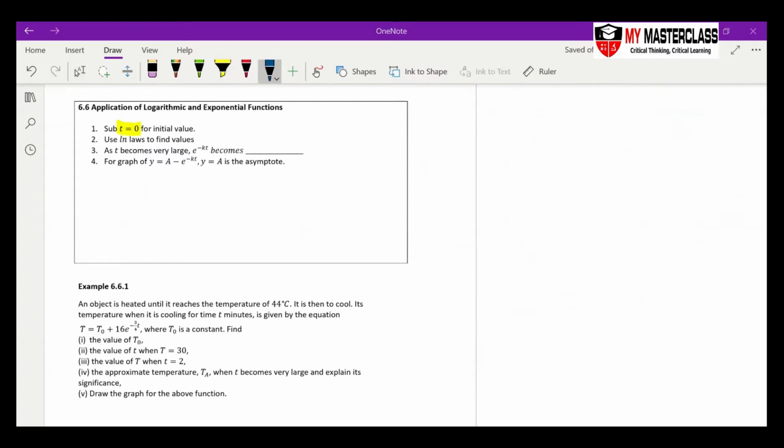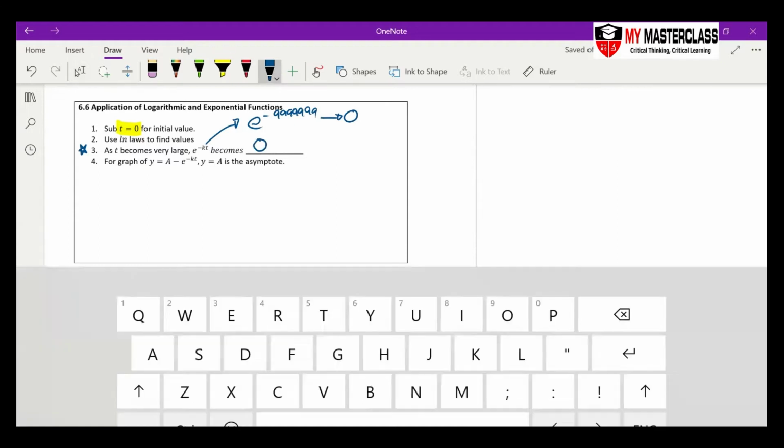Okay, the first important concept is as t becomes large. Sometimes you cannot remember what happens when t becomes large. So use your calculator to key in e to the power of negative 99999999999, because t will become very large. This guy will approach 0. You can write this down: e to the power of negative something will approach 0.